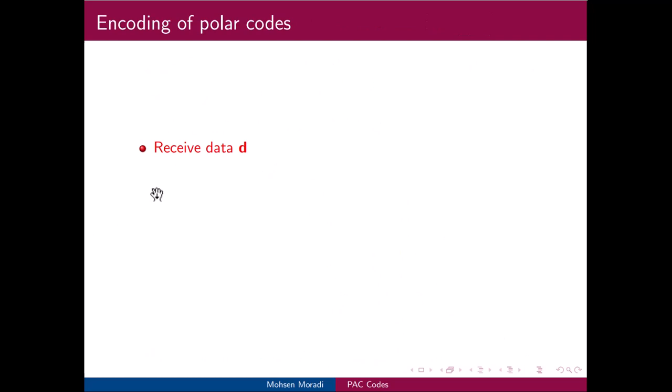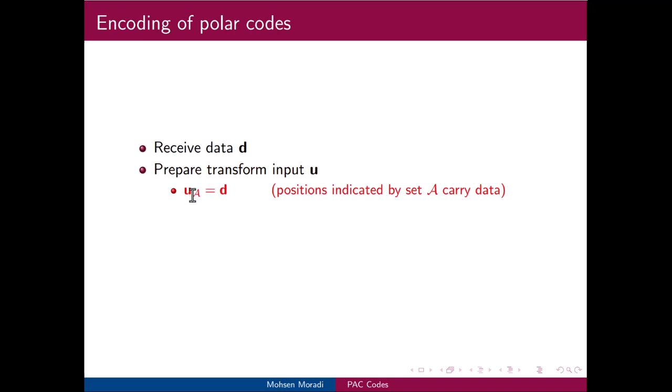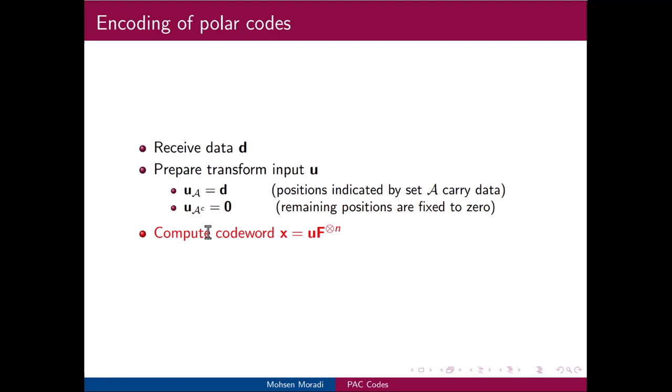Again, we review. The received data is D, and we prepare transform input U by using a set A. So U, in the bit positions that are defined by A, is equal to D, and in the A complement, in the remaining positions, we fix it to 0. We can fix it to other predefined values, 0 or 1, and inform the decoder. But in this series of lectures, we only assume that the frozen bits, the A complement, are equal to 0. And we compute the code word as x equal to u times F Kronecker power n.